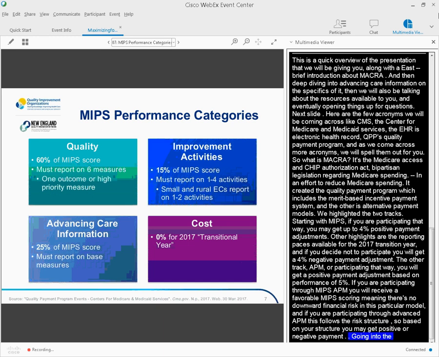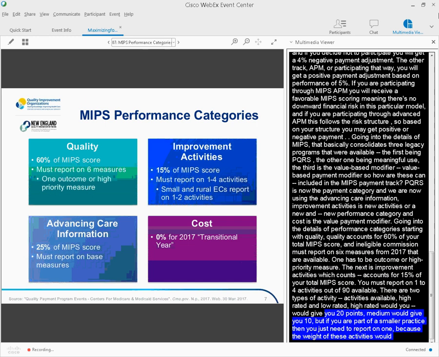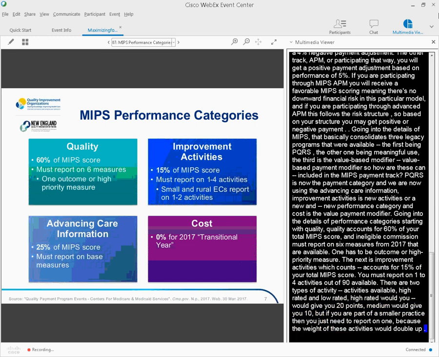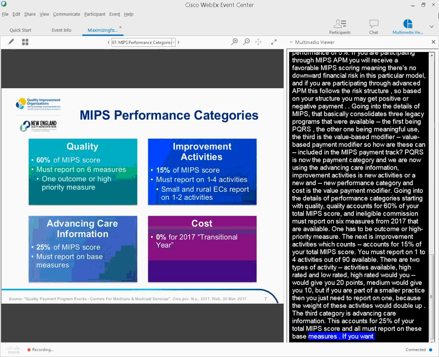The third category is advancing care information. This accounts for 25% of your total MIPS score. All eligible clinicians must report on base measures, and if you want to score more in this category, you can also submit data on performance measures.